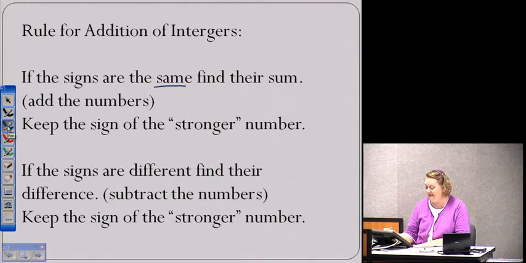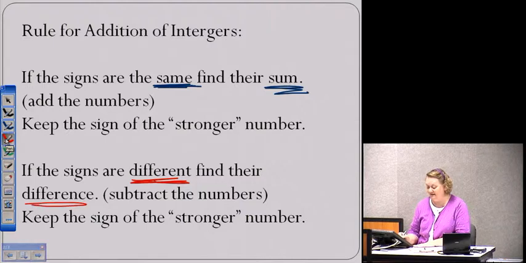So let me highlight that. Same, sum, different, find their difference. Basically, if the signs are the same, then we're going to add the numbers, their sum. Same, sum. Different, difference. Subtract the numbers. In either case, we're going to keep the sign of the stronger number.